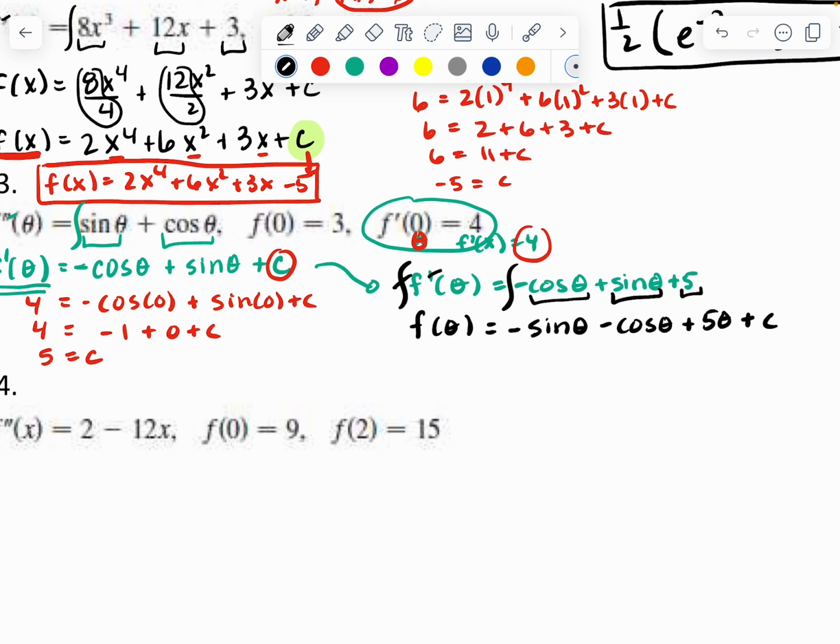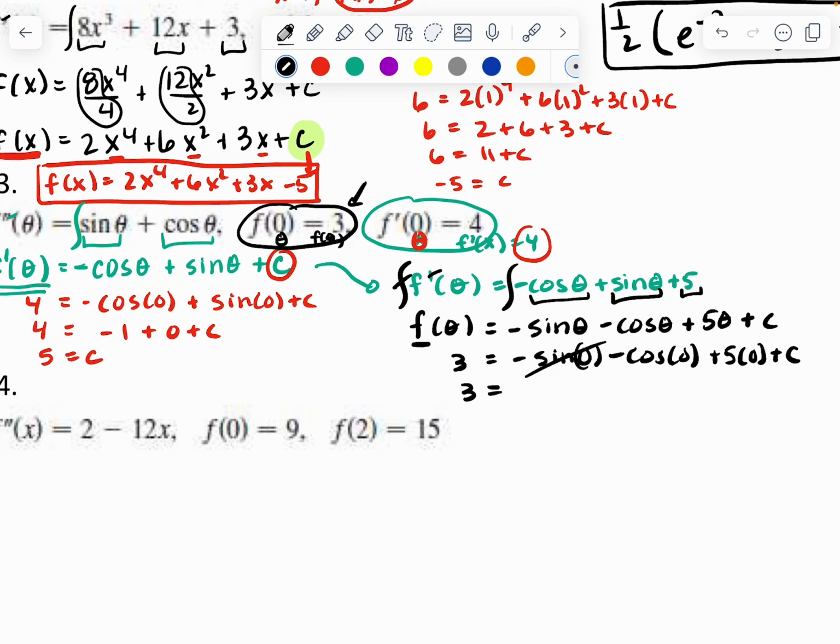Now, because I'm dealing just with f this time, I'm going to use this initial condition. It's saying that if theta is 0, f of theta equals 3. So let's plug in 0 again. Negative sine of 0 minus the cosine of 0 plus 5 times 0 plus c. What does it equal? It equals 3. So I have 3 equals, the sine of 0 is 0, that's gone. Cosine of 0 is 1 with a negative in front is negative 1. 5 times 0 is gone, so plus c. If I add 1 to both sides, I'm going to get c equals 4.